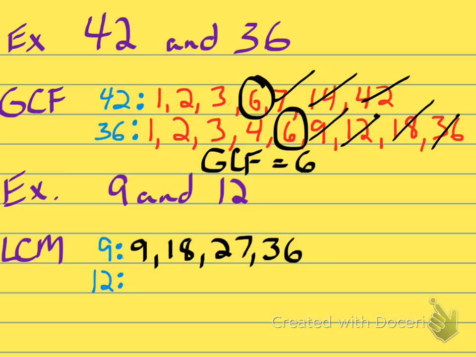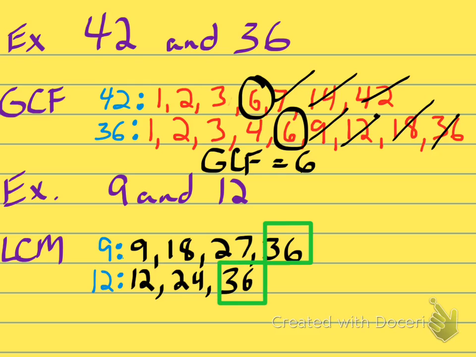Now 12, let's do 12. 12 times 1 is 12. 12 times 2 is 24. 12 times 3 is 36. And we can stop there because we're looking for a common one. And as you can see here, 36 and 36 are common. So my least common multiple here would be 36. That's pretty much how you do it. Pretty easy, huh?